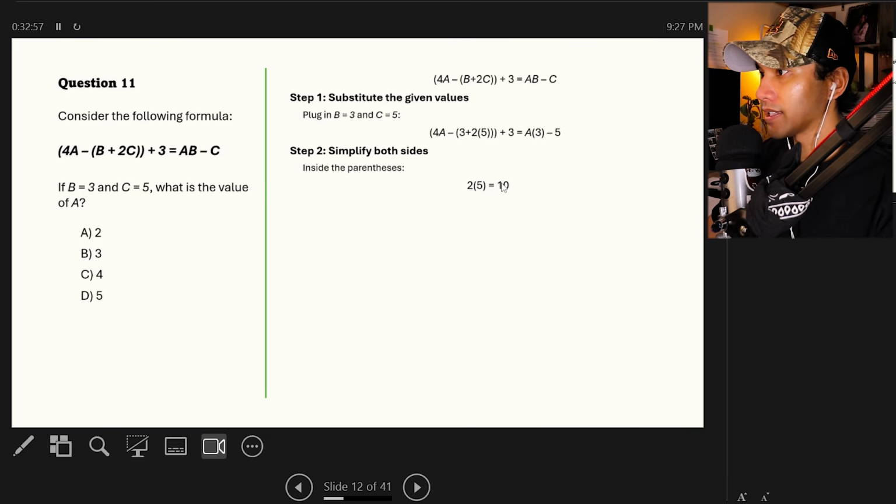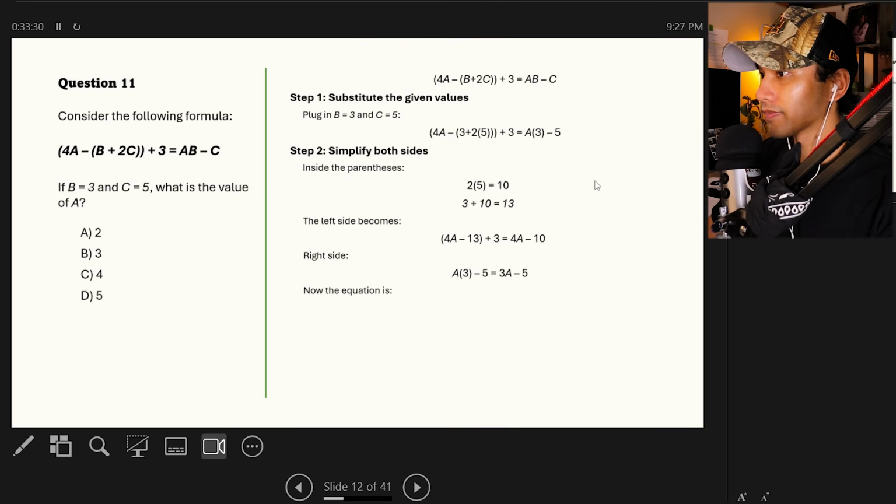2 times 5 is 10, all right? So then what we're going to be left with is 10 plus 3, equaling 13 inside here. And then 10 plus 13, right? The left side becomes 4A minus 13 plus 3 equals 4A minus 10. So all we did was break the parentheses afterwards and got 4A minus 10. That's it. This whole left side is done. The right side is just going to be 3A minus 5.